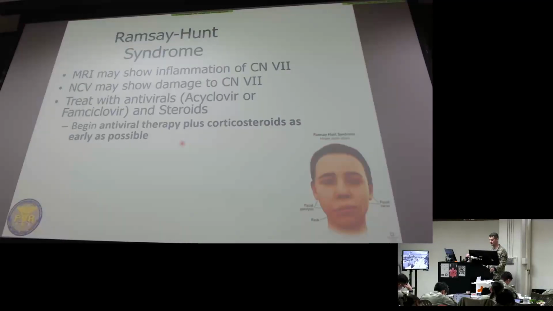MRI can show the inflammation of cranial nerve 7. Nerve conduction study: probably not doing a nerve conduction study of someone's face, try to avoid that if it's a clinical diagnosis. But you can treat with antivirals, which is going to become more of a mainstay, and corticosteroids. As opposed to Bell's palsy, where we don't know exactly what caused it, when you see herpes, get them on the antivirals immediately, as well as the steroids.